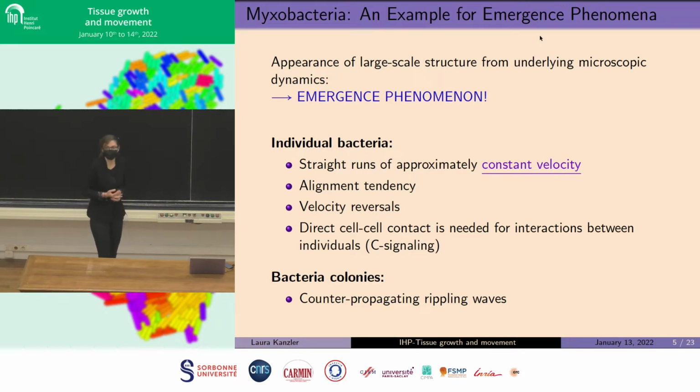Then we took note of this alignment tendency of bacteria, as well as the velocity reversals, which I just showed you. And another thing which biologists observed was that direct cell-cell contact is actually needed for two bacteria to influence each other. So it is really a local collision rule between two agents which leads to the change of their behavior. This is called C-signaling in a biological context.